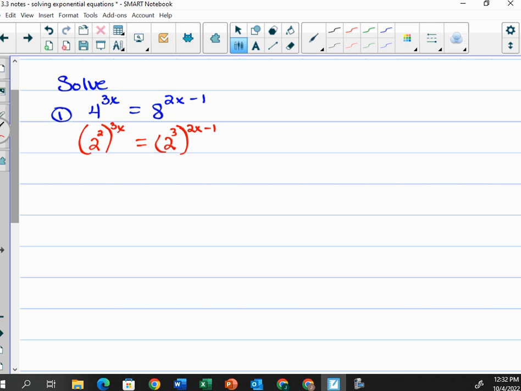All right, exponent rules here. 2 to the second to the 3x. What is that really saying? 2 to the what? 6x. Remember, power to a power, we multiply. That's why we have to review those exponent rules before we solve.